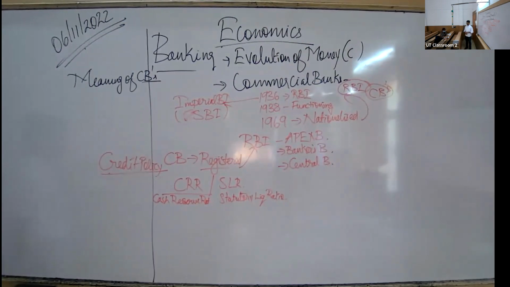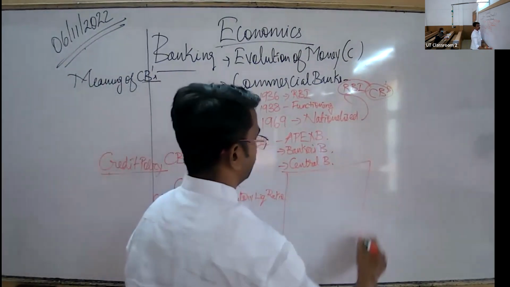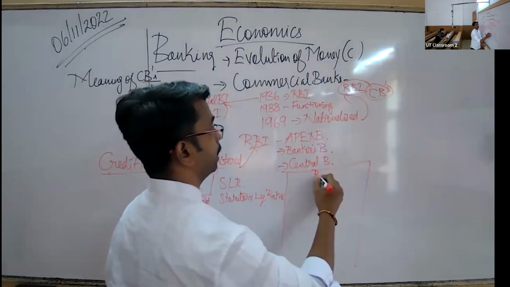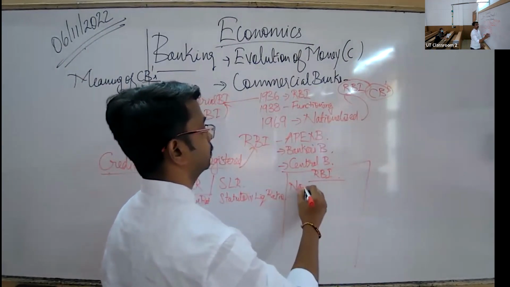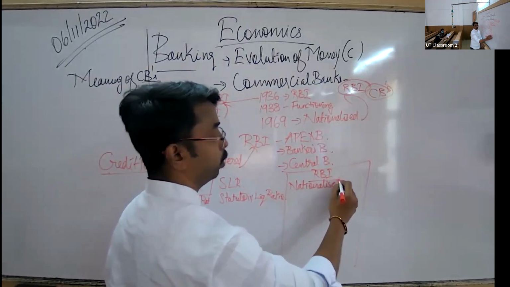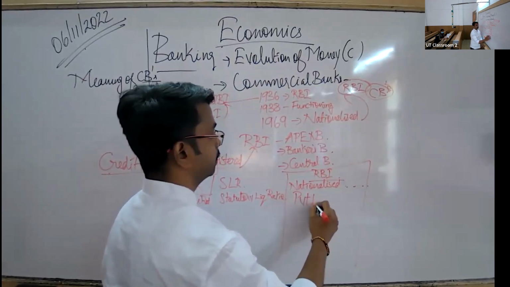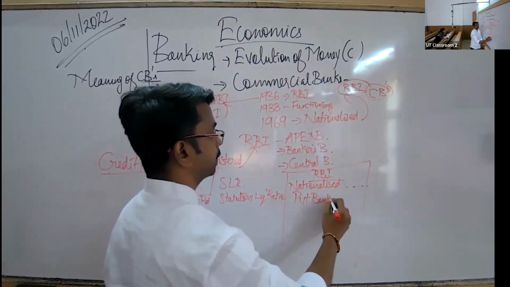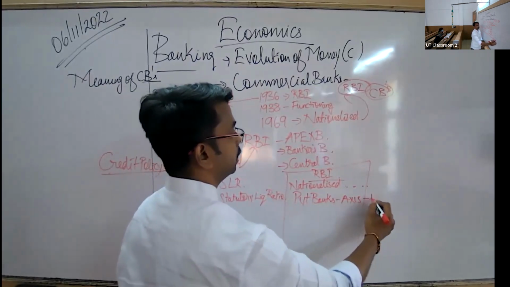So if I want to explain the registered bank or commercial bank today, we have a number of banks which are under the RBI Act. The first is nationalized banks, which are generally all the state banks, PNB, scheduled banks, etc. Then we have private banks, correct? How many of you know the old name of Axis Bank? It was called UTI.